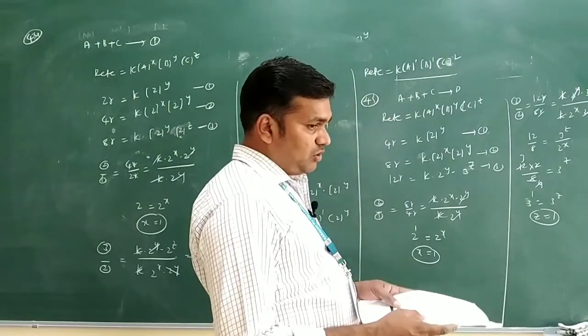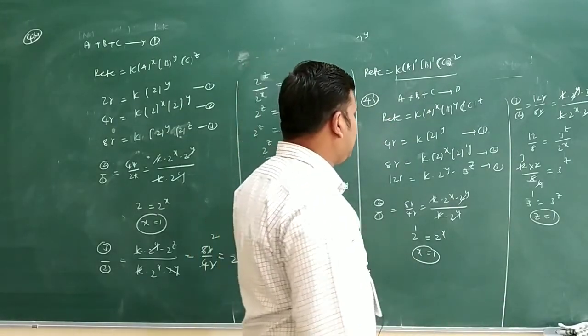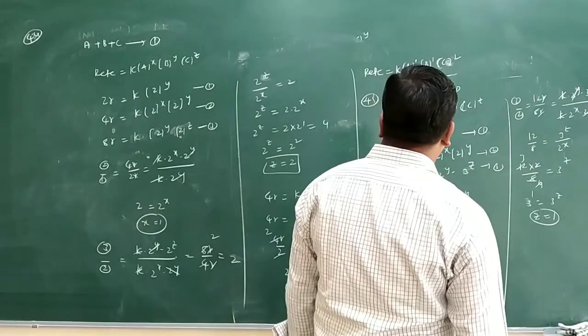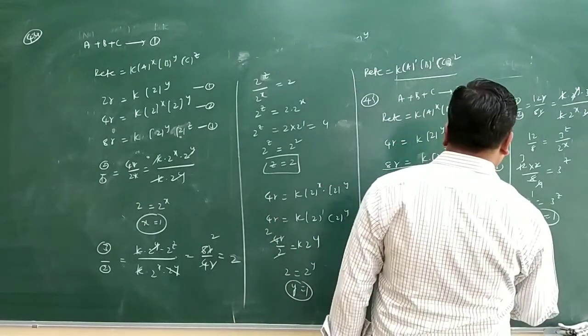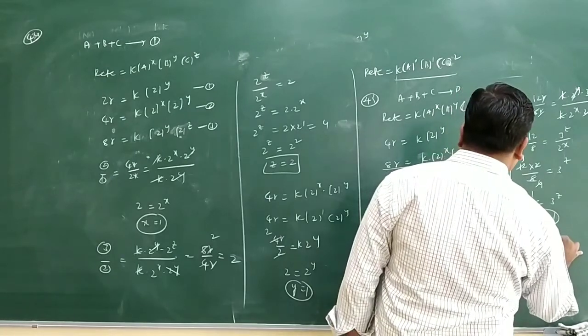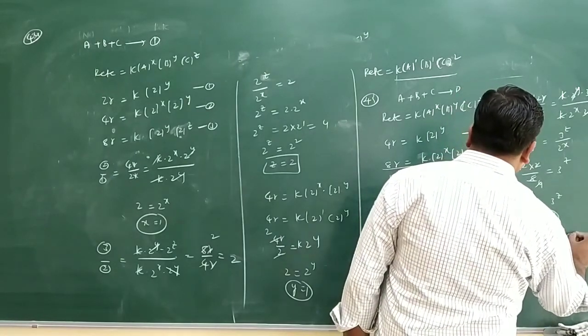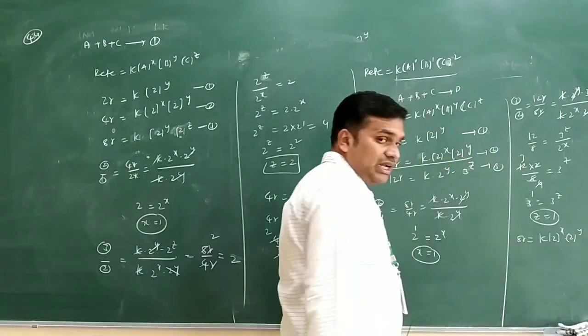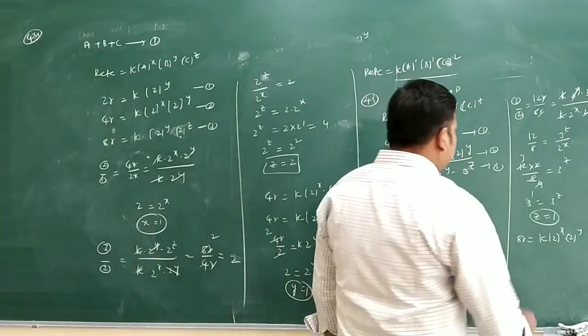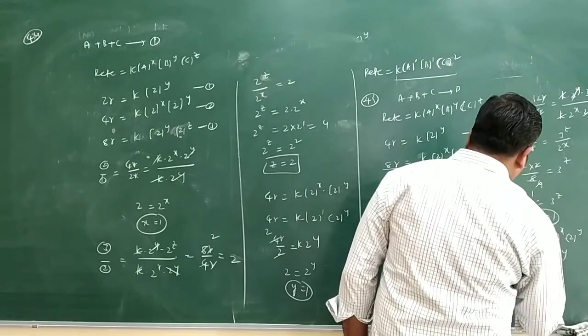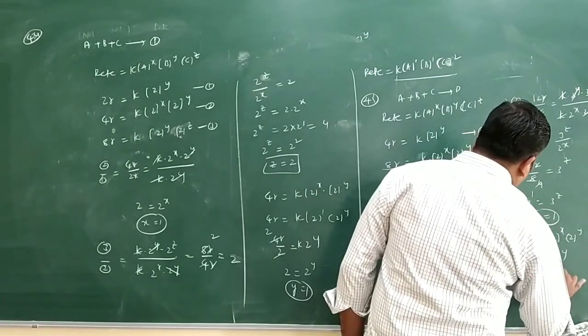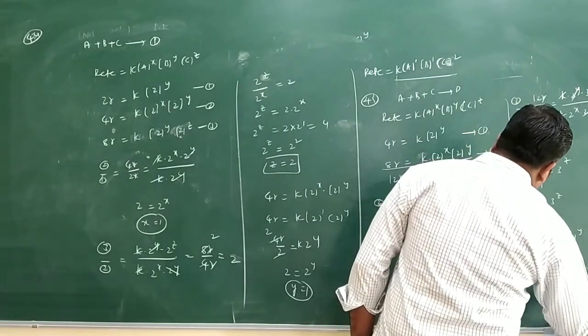Then you can find out the b value. Where is the b value? If you want to find the b value, I will take it from this equation. Suppose I am taking 8r is equal to k into 2 power x into 2 power y. 2 power x means 2 power 1. You will write here 8r by 2 is equal to k into 2 power y, here 4 times. So 4 is equal to 2 power y. So y is equal to 2.